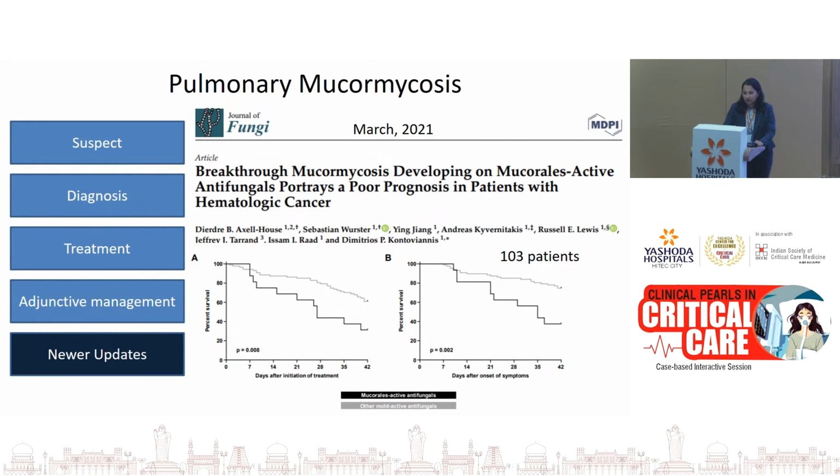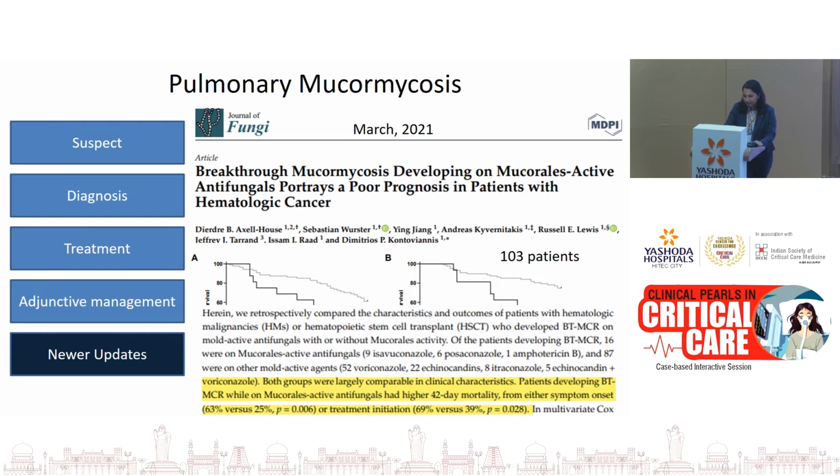Coming to the newer developments, for patients who are on azole prophylaxis or posaconazole prophylaxis, if they develop breakthrough mucormycosis, the mortality rate is very high. This has been studied in a few studies, which showed that patients who developed breakthrough mucormycosis and were not on Mucorales-active antifungals had a higher 42-day mortality from either symptom onset or treatment initiation.